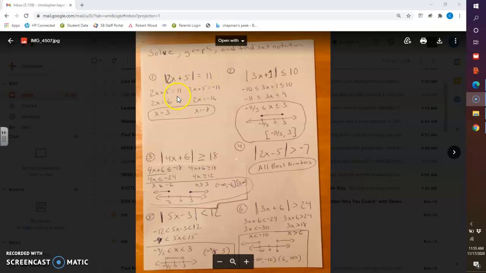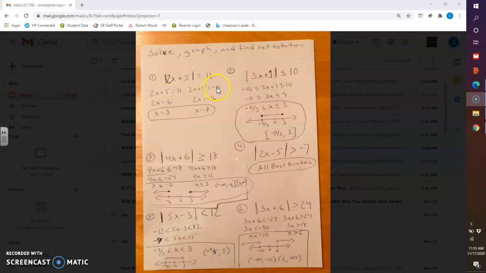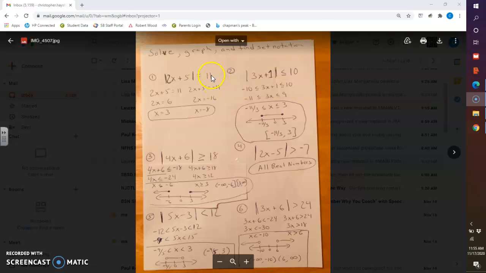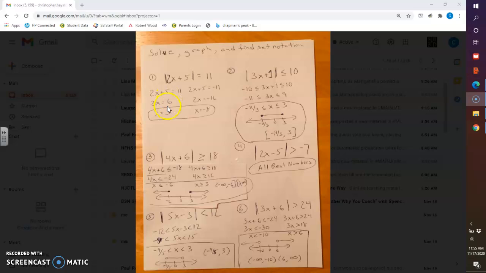And whenever it's an equals, we just set 2x plus 5 equal to 11 and 2x plus 5 equal to negative 11. So we set it equal to the number and the negative of that number. And then we solve both equations. We subtract 5 on both sides, we divide by 2, and our x equals 3. We subtract 5 on both sides, divide by 2, and our x equals negative 8.